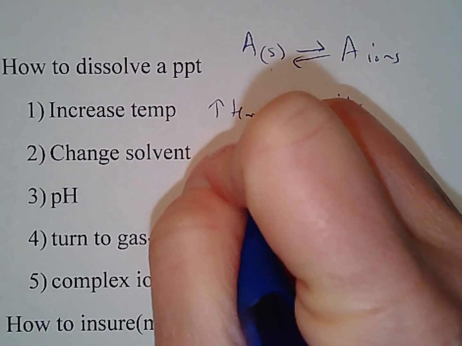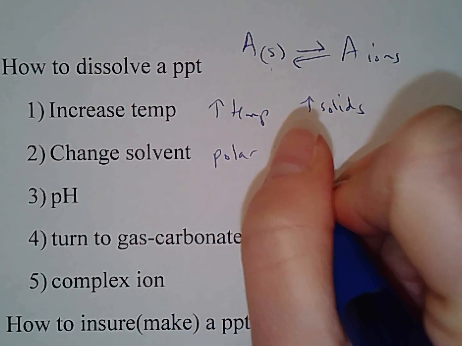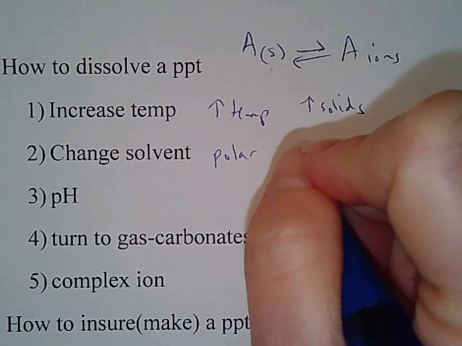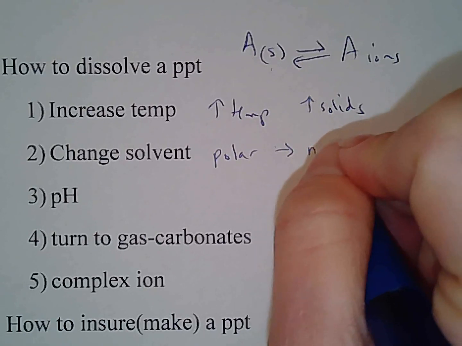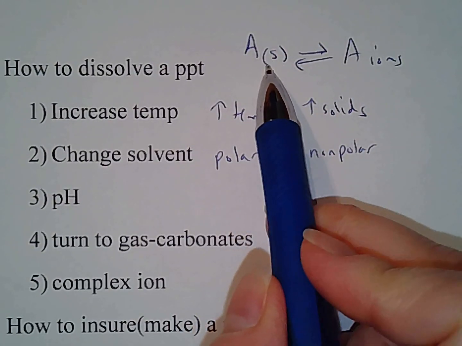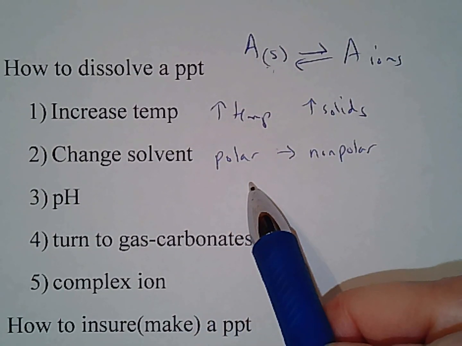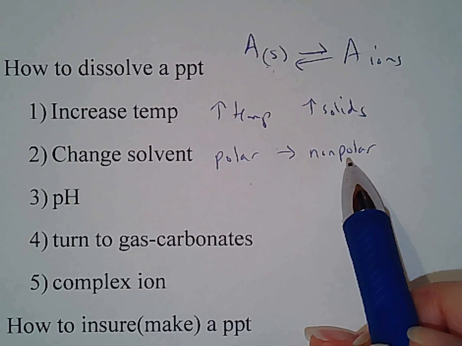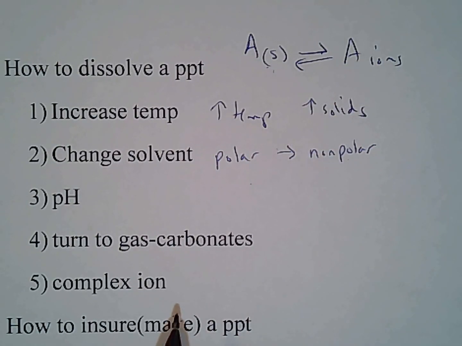Changing the solvent, again, if it is a polar thing, we would want to include it in a polar solvent. If it is non-polar, then we would look at a non-polar solvent and see if it dissolves better. So again, most of the solids we're dealing with are ionic, so polar is going to be the way to go, but maybe you have something that is non-polar, you could also look at it that way.